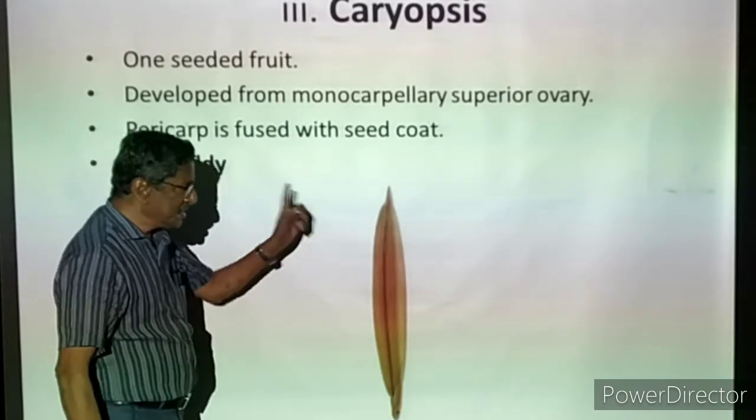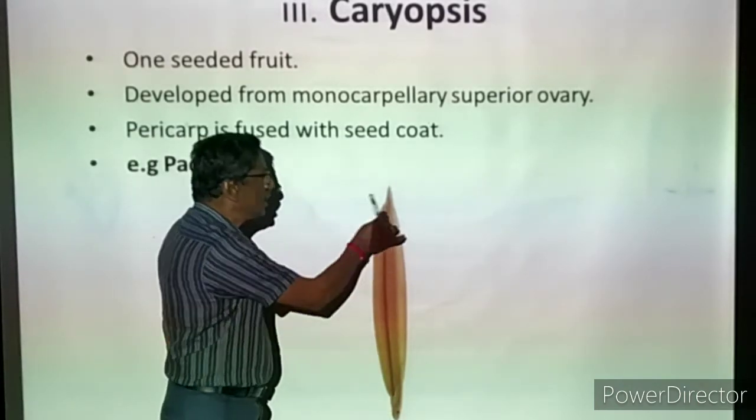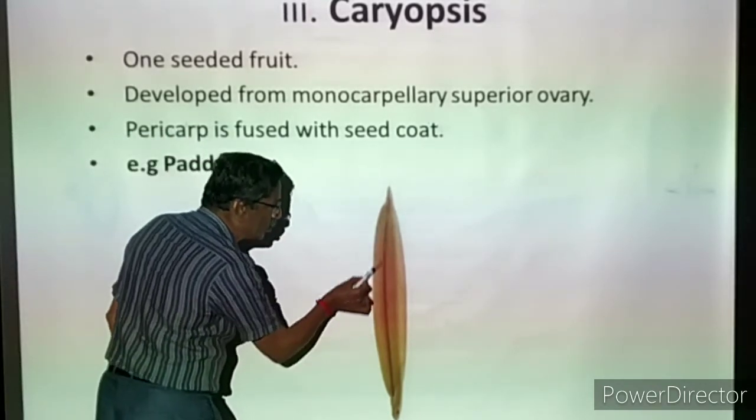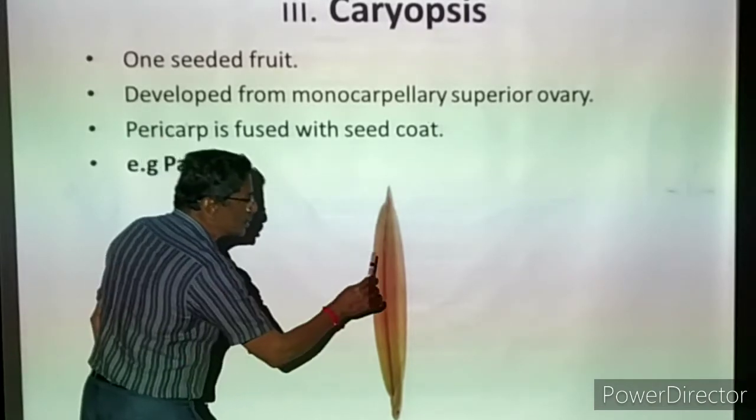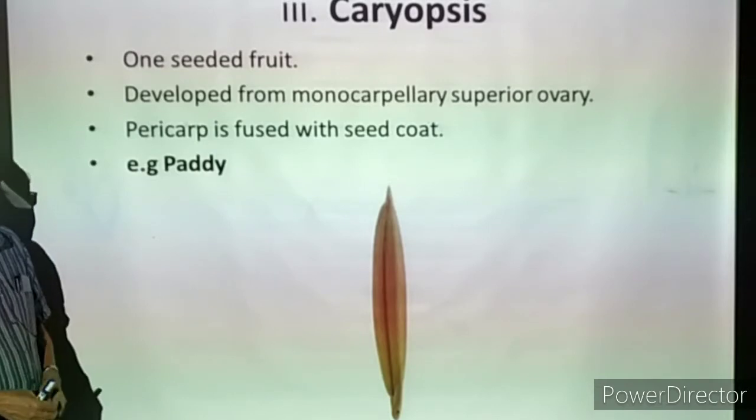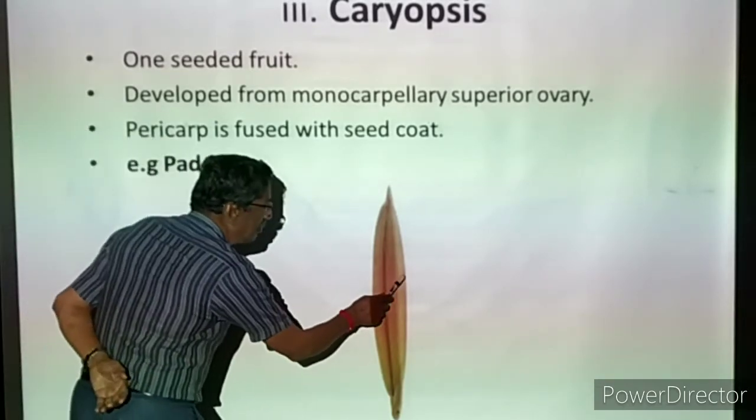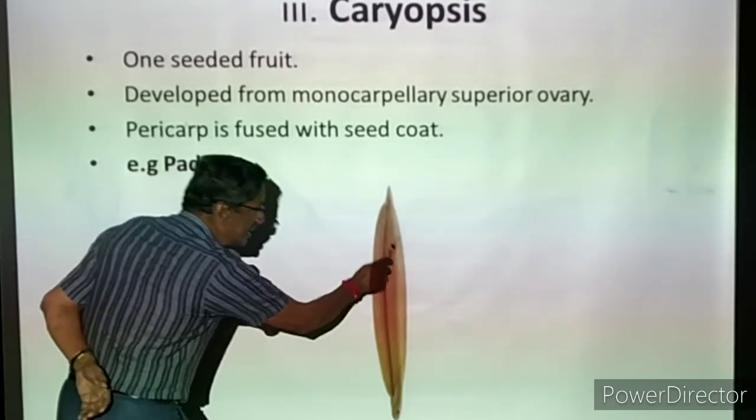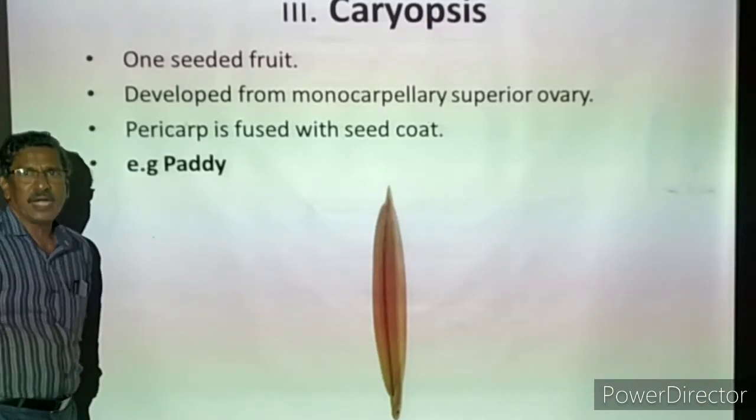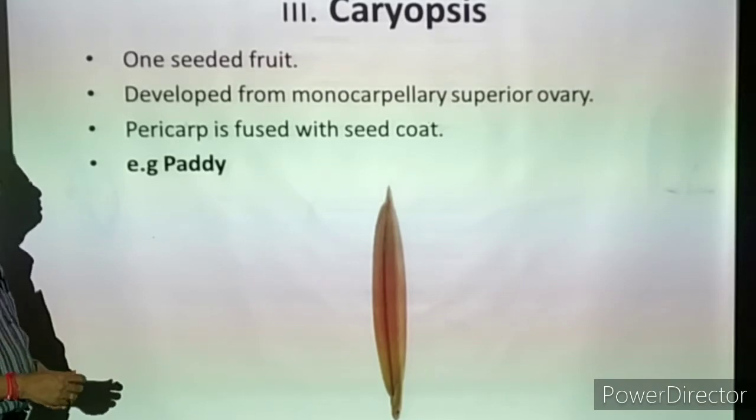Now here, the difference between the first and the last one and this third one is that the pericarp is golden or light brown in color. Inside that is the seed coat, with the seed. The seed coat and pericarp are fused and very difficult to separate. For that we need the rice mill. The pericarp and the seed coat are fused with each other. Example, paddy. Paddy is nothing but the rice plant. This is the rice grain, the paddy grain.